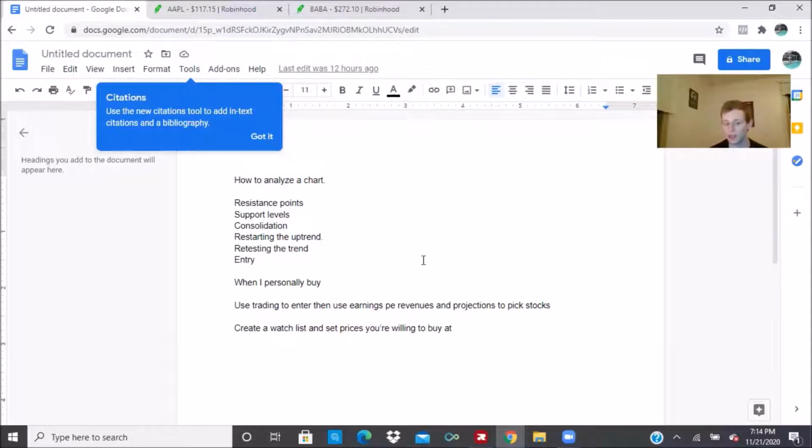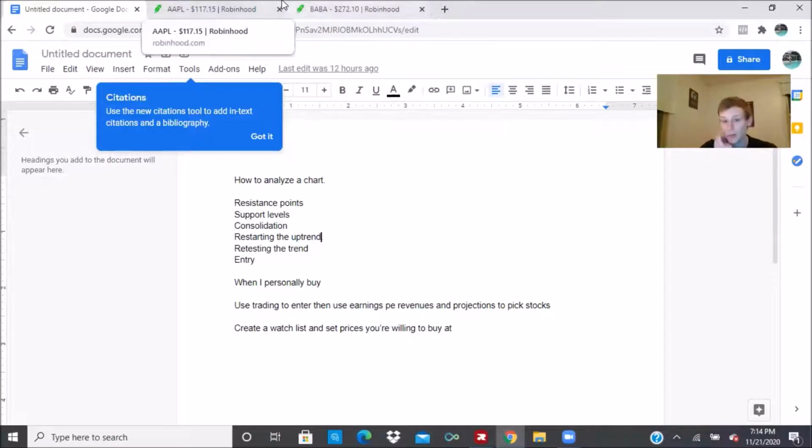So we want to buy when a stock is down, but we also want to buy when it restarts an uptrend, okay? We want to buy undervalued stocks, stocks that have maybe been consolidating for a while that have now started an uptrend. Why do we want to buy in an uptrend? Because it's easier to make money when the trend is in your favor, no matter what, okay?